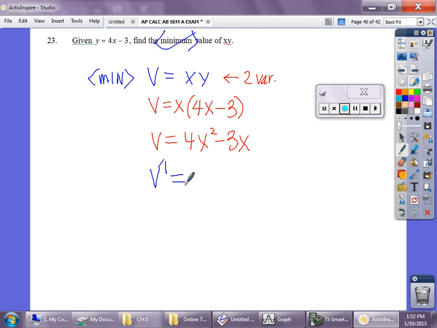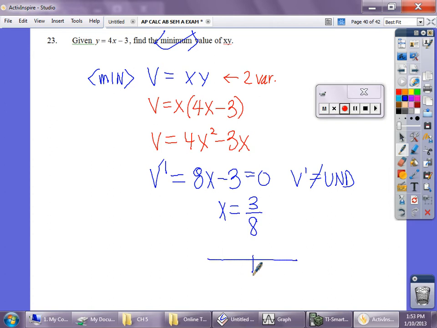I'm going to take the derivative because I'm looking for a minimum. In a minimum, you always find the function you're trying to minimize, take its derivative, set it equal to 0, set the derivative equal to undefined. This can't happen. The x is now 3/8, if I did that correctly. We want to guarantee that that is definitely a minimum. So at 3/8, the derivative is 0. This is a line sloping up, so the sign chart would look like negative and then positive. So this is definitely a minimum.